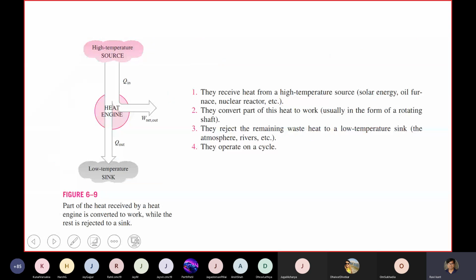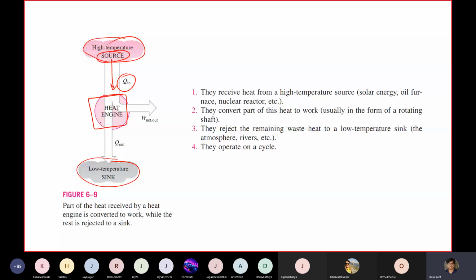So what is happening from the high temperature source to the low temperature sink? This is the source, it gives away some amount of heat, and let's suppose this is your heat engine that is working in some cycle. It does some work, it throws away some heat.